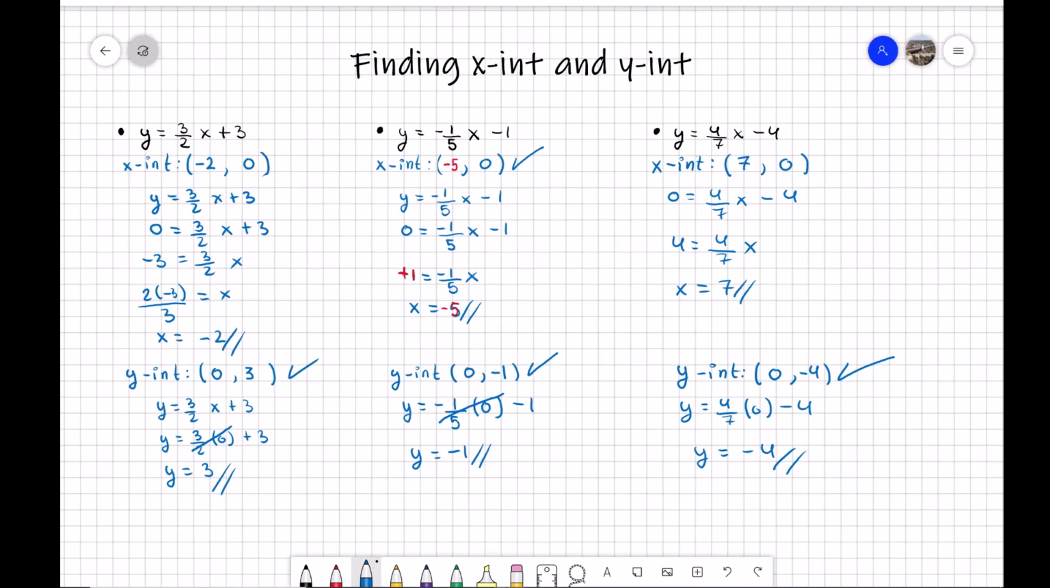Now to conclude, just remember that if you want to find the x-intercept, you have to equal y to 0, and if you want to find the y-intercept, you have to equal x to 0.